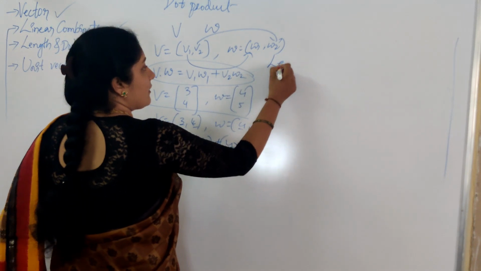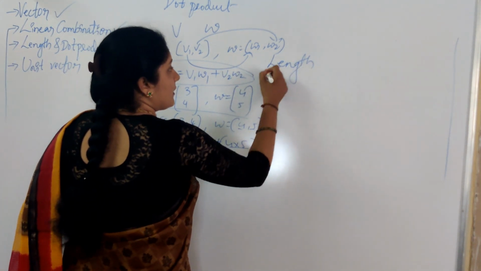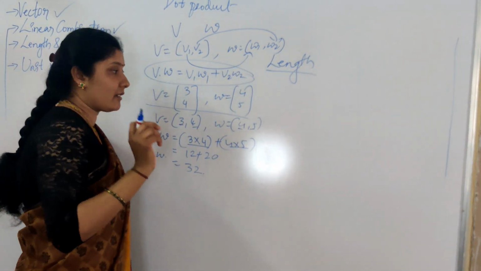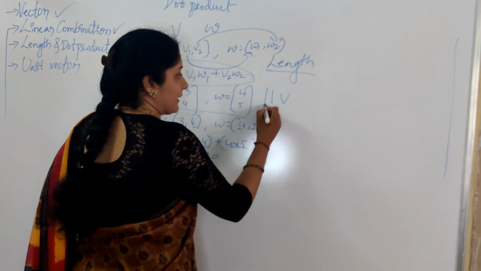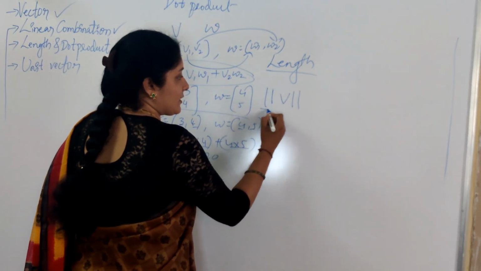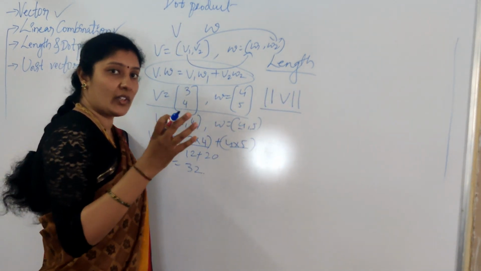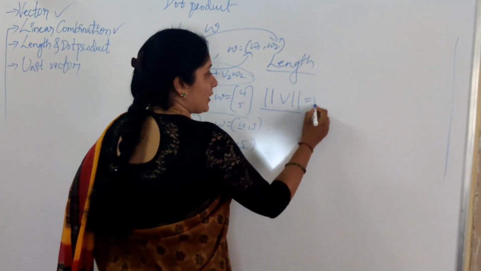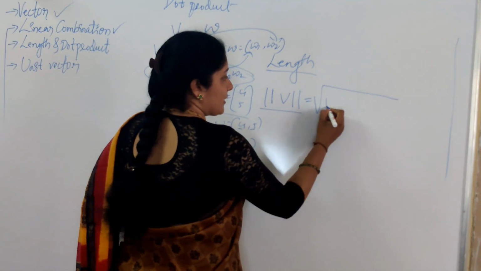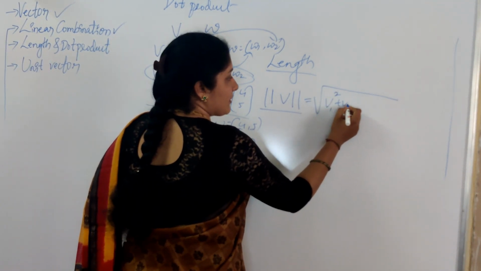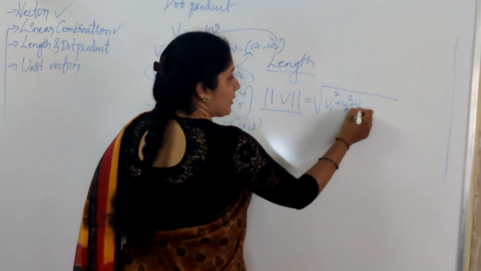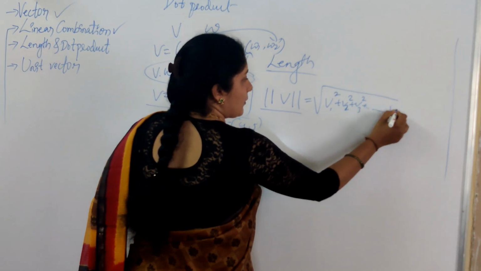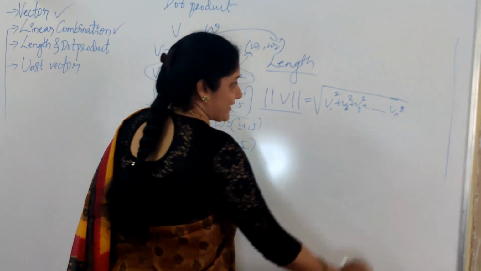Next is, what is length? The length of a vector is represented like this. So this is the symbol of the length of a vector. That is always equal to the square root of the sum of squares of all the elements, v1 squared, v2 squared, v3 squared, and so on up to vn squared.